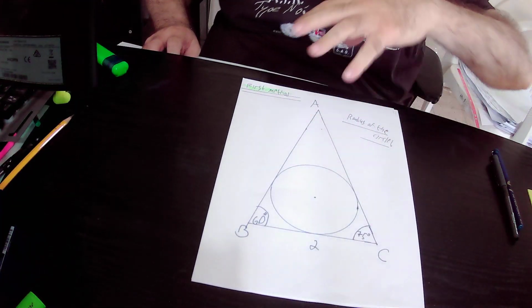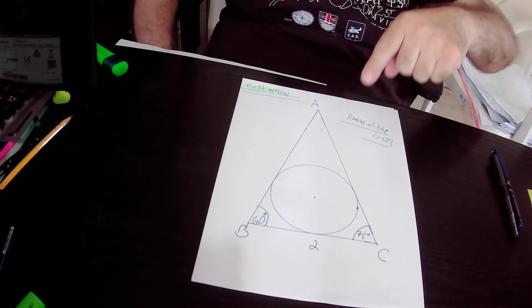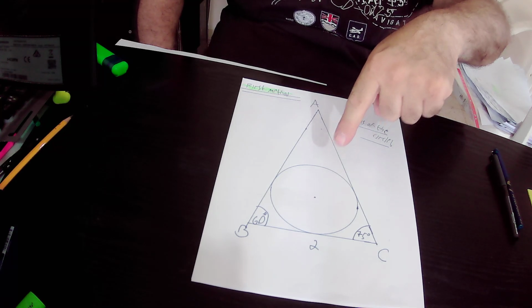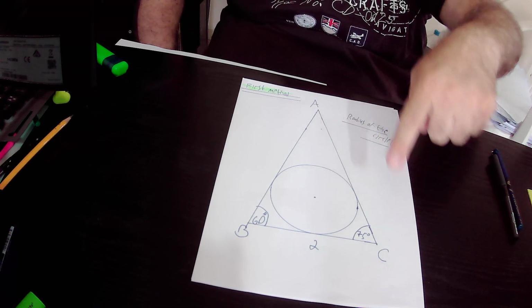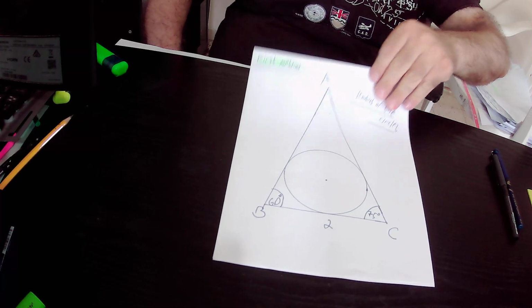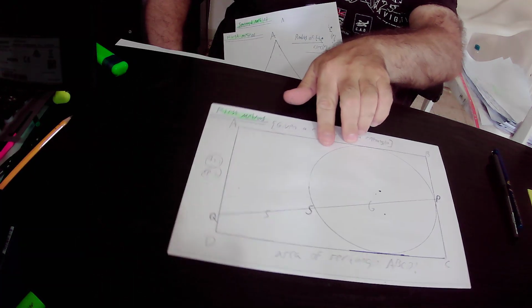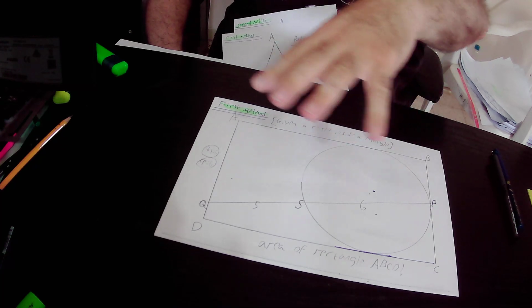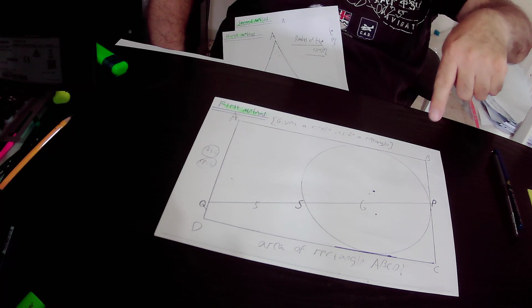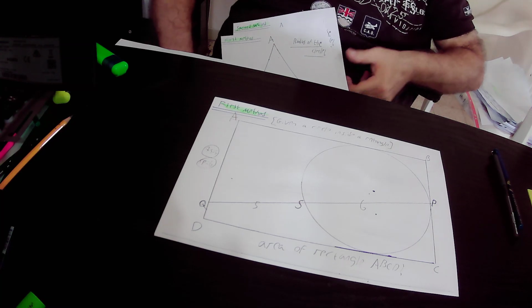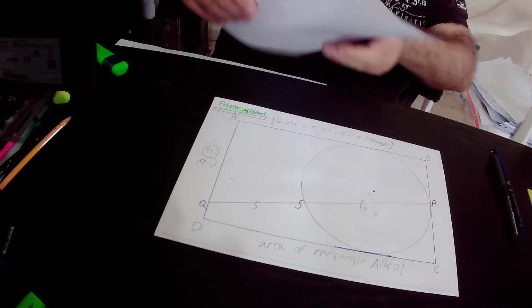Hello, in this lecture we'll answer two questions. In the first question we'll find out the radius of this circle that is described by triangle ABC. In the second question we'll find out the area of rectangle ABCD that blocks this circle. We start with the first question.